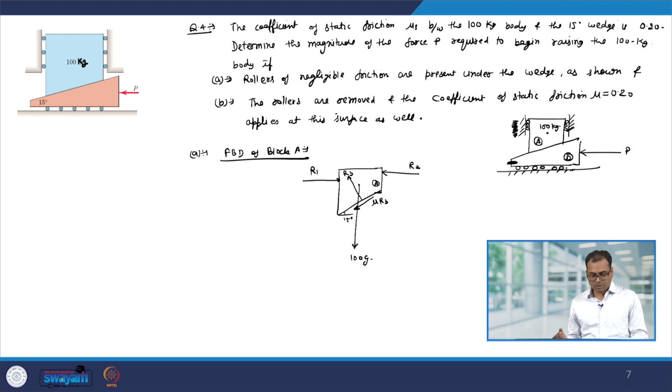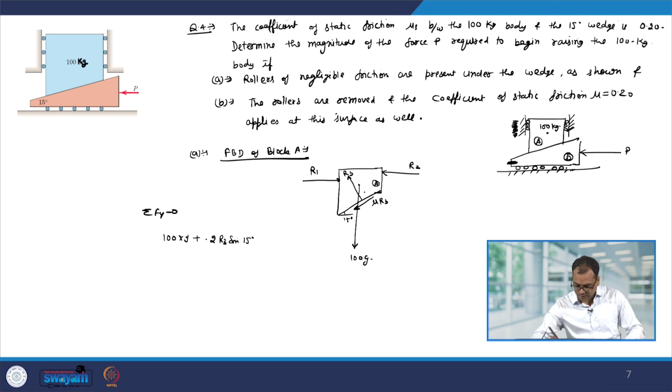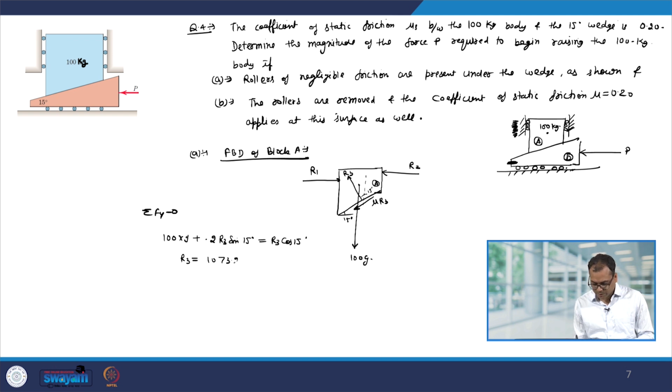So, let us balance the forces along the y direction. Summation Fy equal to 0. So, we have 100 into g plus 0.2 R3 into sine 15 degree, because this angle will also be 15 degree and the friction is 0.2. So, it will be 0.2 R3 sine 15 equal to R3 cos 15 degree, and we know the value of sine 15 and cos 15. So, this gives you R3 and R3 comes out to be 1073.2 Newton.